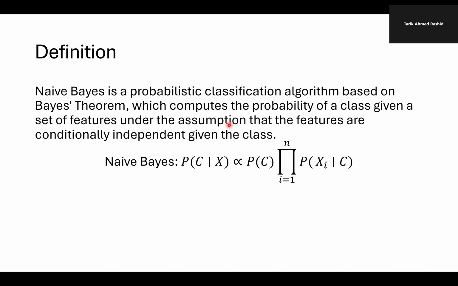The naive Bayes algorithm is a probabilistic classification algorithm based on Bayes' theorem, which calculates the probability of a class given a set of features, under the assumption that the features are conditionally independent given the class. So each feature is conditionally independent. The probability of the class given the features is proportional to the probability of the class multiplied by the probability of each feature in that class. I can go over all the features, depending on the label of the class, that's the C, for example.